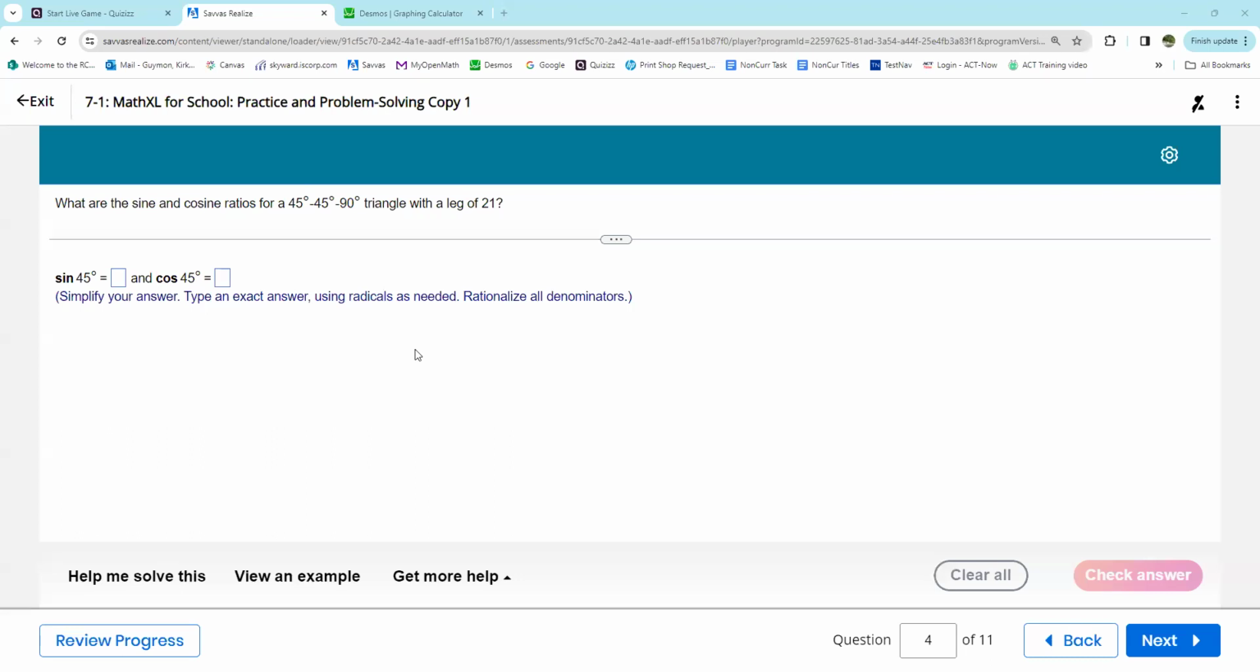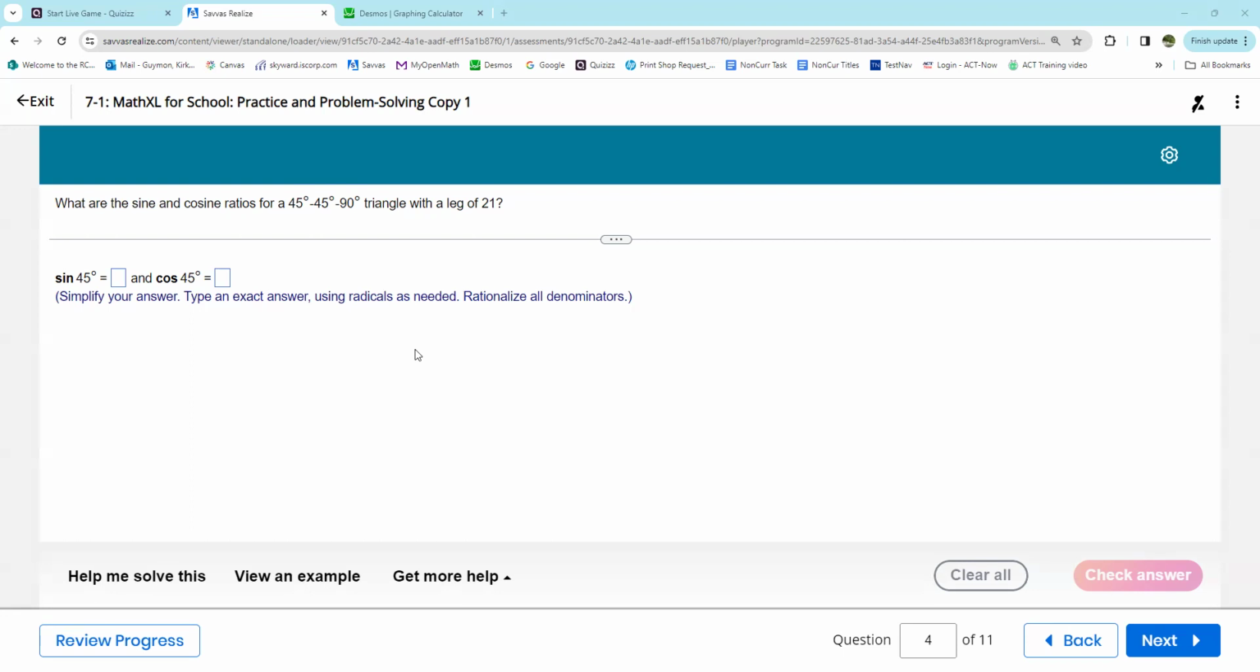All right, so here we are, Algebra 2 in Savas, and we are looking in lesson 7-1 at the fourth problem I've assigned. What are the sine and cosine ratios for a 45, 45, 90 triangle?